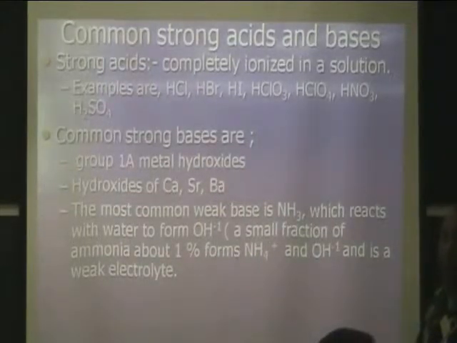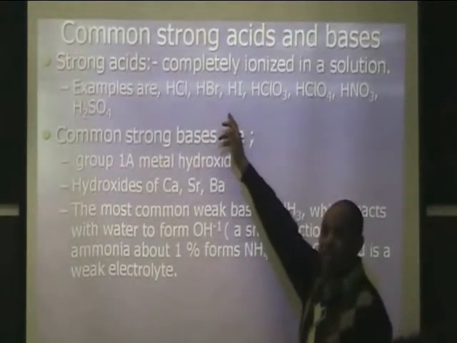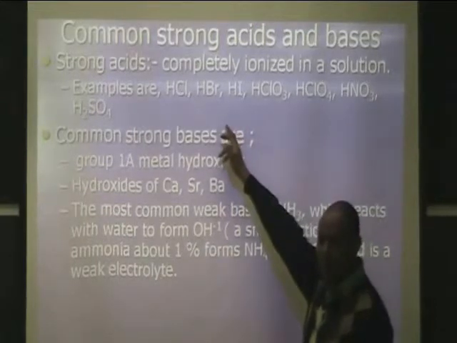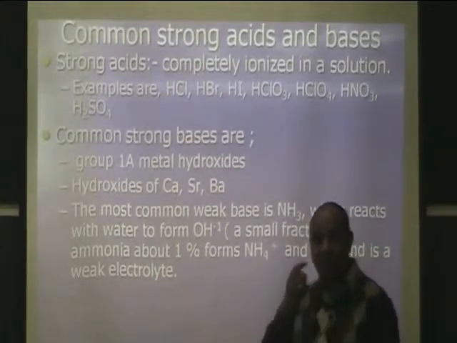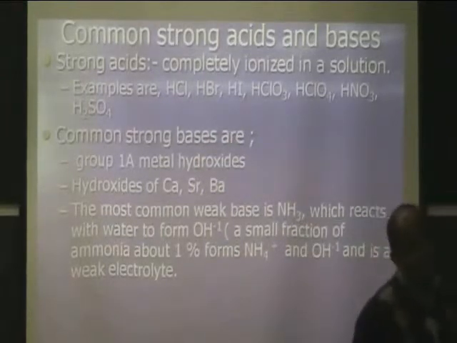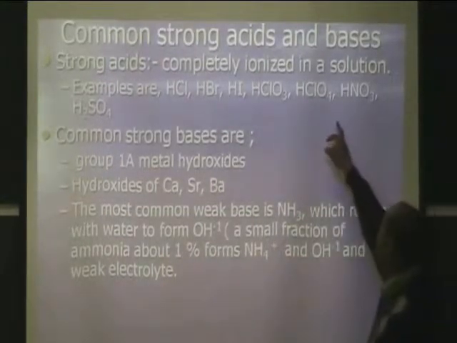Group 7, yes. HCl is group 7. HBr is group 7. HI is group 7. Don't you see some similarities there? So most of the time, acids of the halogen families are considered to be strong acids. Chloric acid, perchloric acid, right?